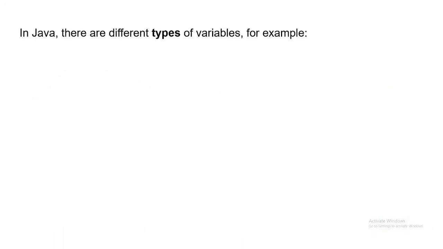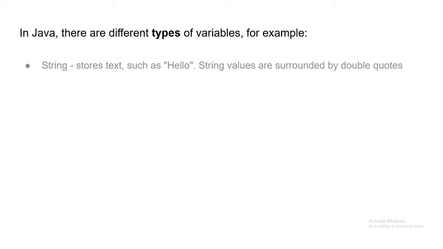In Java there are different types of variables. For example, we have a string. A string can store text such as hello, and string values are surrounded with double quotes. As you can see over here, the hello is surrounded with double quotes. So this is the first example of a variable.